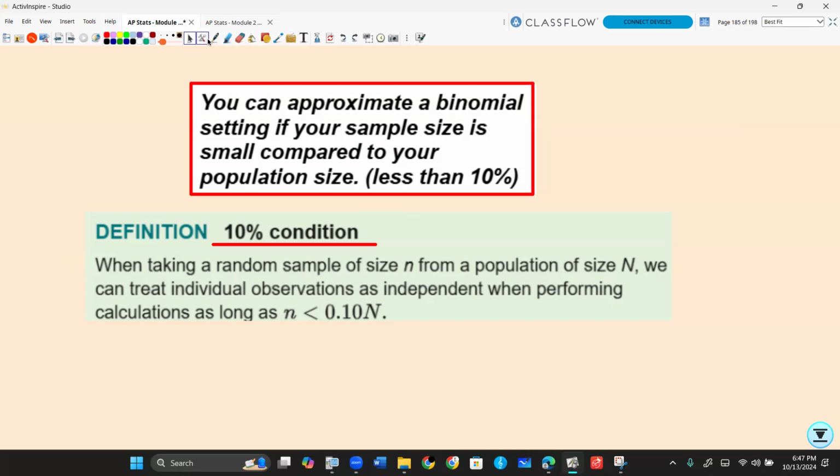Just a little notation-wise, when you see a little uppercase N, that's your population value. And when you see a little lowercase n, that's your sample. So: sample, population.